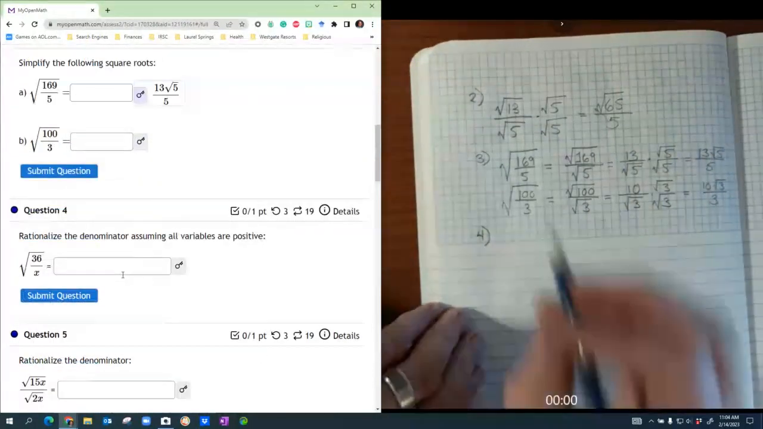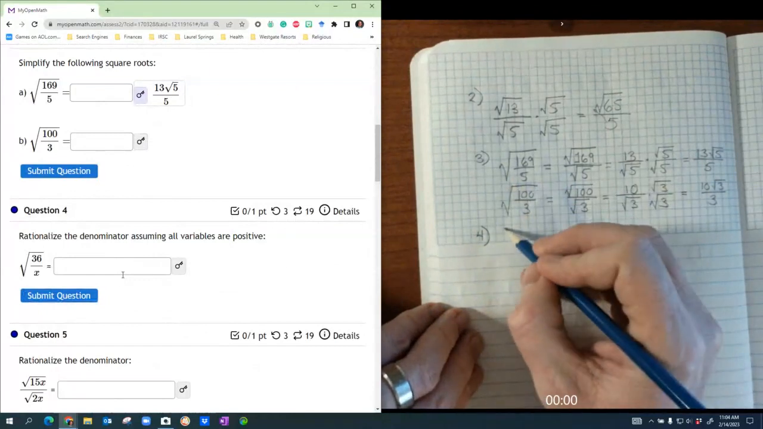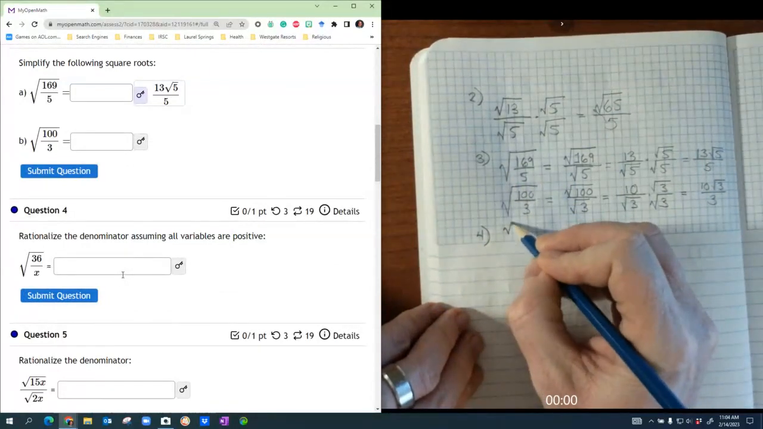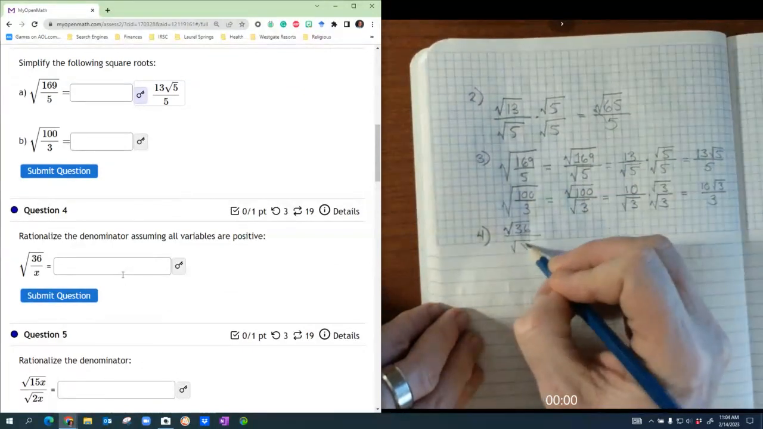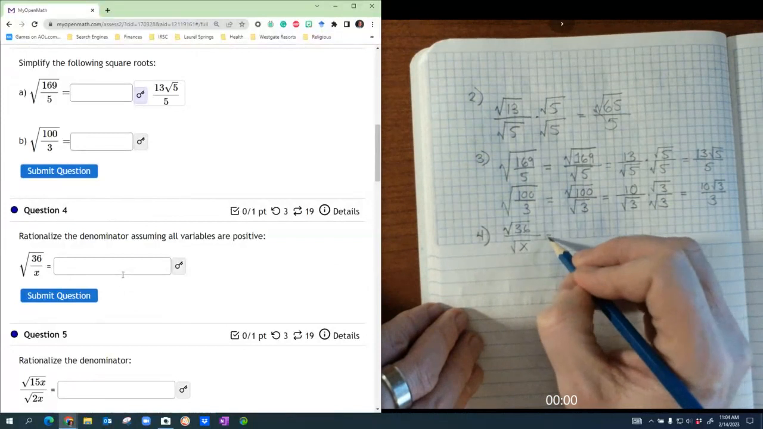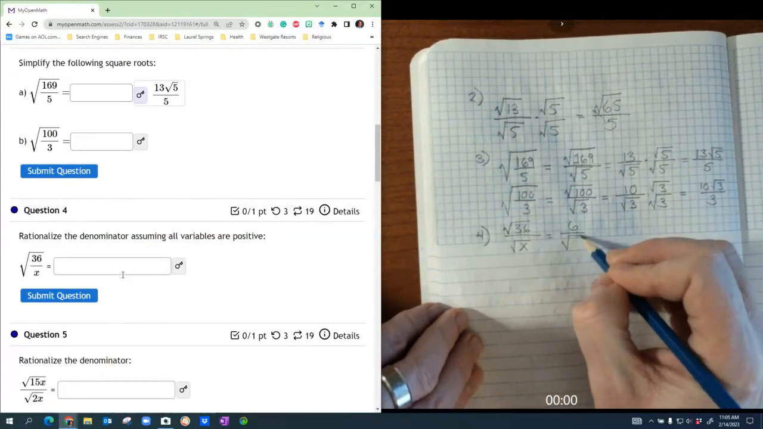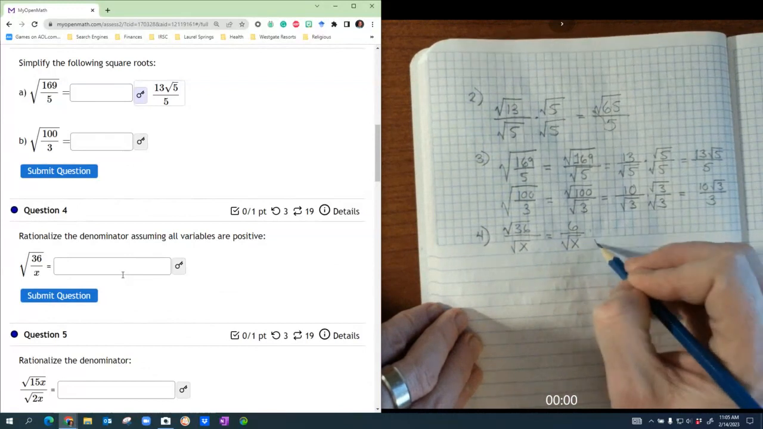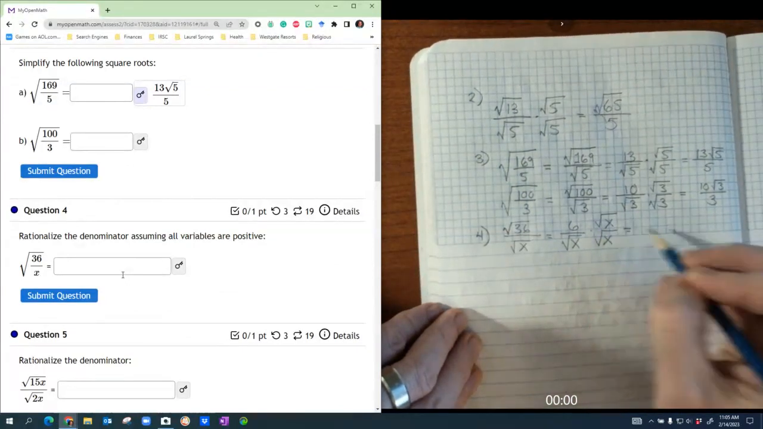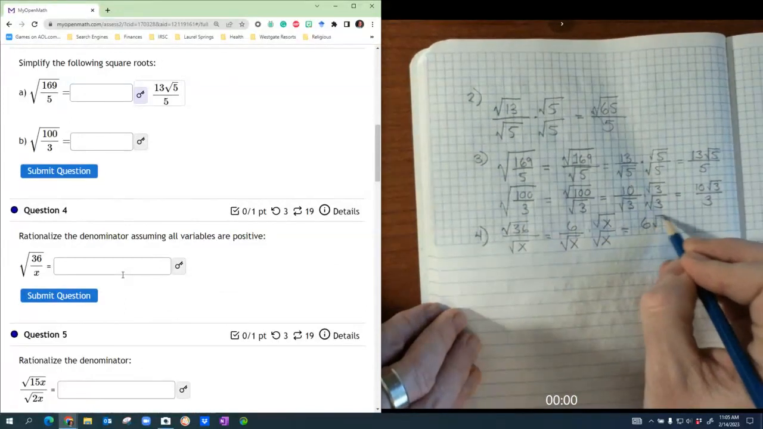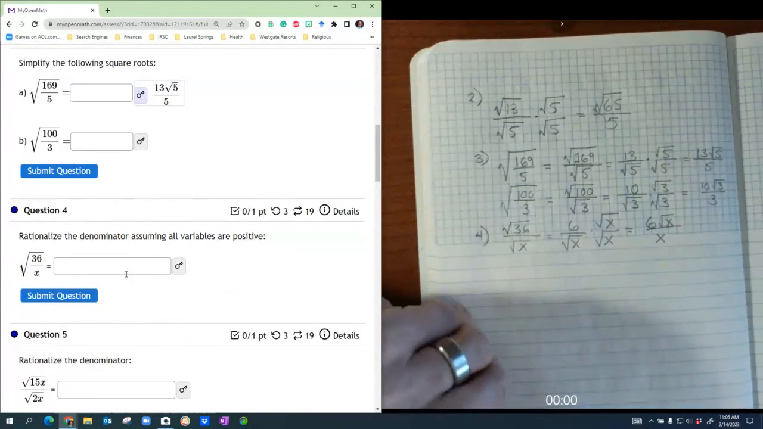Now, when it comes down to variables, we're doing the same thing as we did before. Rather than writing it down, I'm just going to take the problem and break up the values like this, split them up. The square root of 36 is 6. So now we multiply both top and bottom by radical x. That leaves us with 6 radical x over x, and that's our answer.